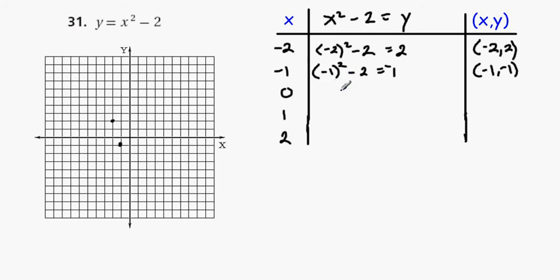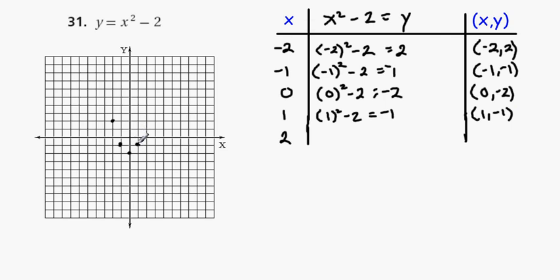Okay? 0. So let's substitute 0 in for x. 0 times 0 is 0, and 0 minus 2 is -2. So when x is 0, the output is -2. Alright? Now let's go ahead and do 1. So 1 squared. 1 times 1 is 1, and 1 minus 2 is -1. So when x is 1, the output, or y, is -1. So 1, -1, right here.